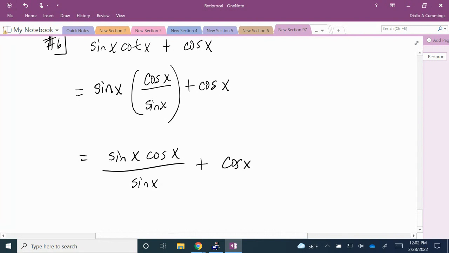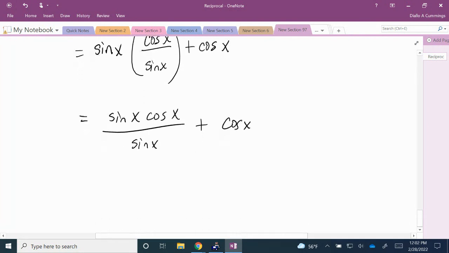plus cosine. I don't know how to stop the phone from ringing. I can stop my cell phone, but not the office phone. All right, sorry about that. How do you stop that?